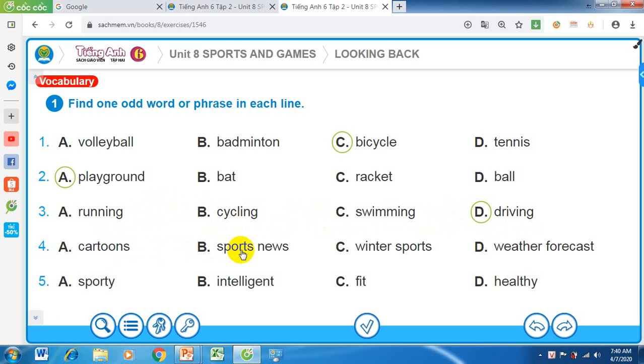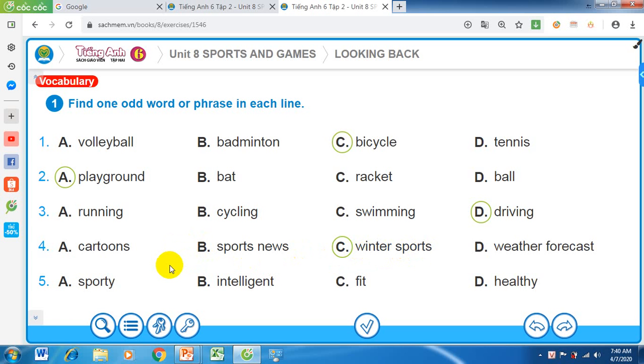And number 4: cartoons, sports news, winter sport, and weather forecast. The answer here is C, because cartoons, sports news, and weather forecast, they are TV programs. But winter sports, they are sports, not TV programs.